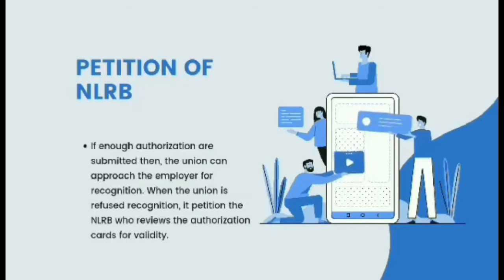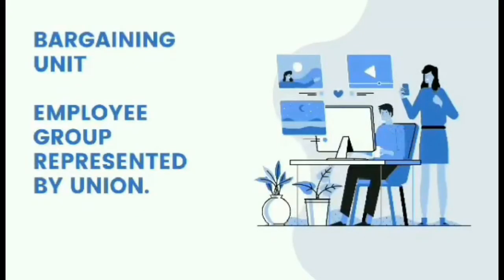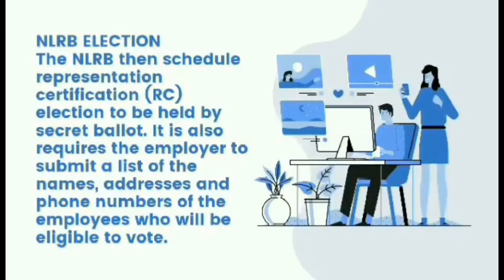When the NLRB is satisfied that the authorization cards and the petition for recognition are valid, a representation hearing is scheduled with the employer and employee representatives. Bargaining unit: the employee group represented by the union. The NLRB election is then scheduled, Representation Certification or RC. The election is to be held by secret ballot.